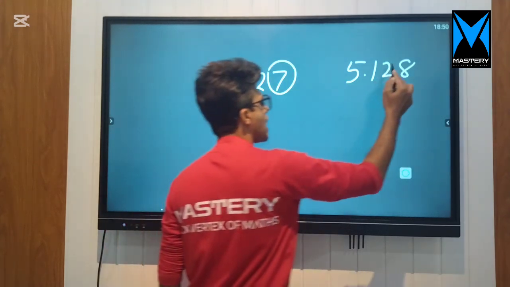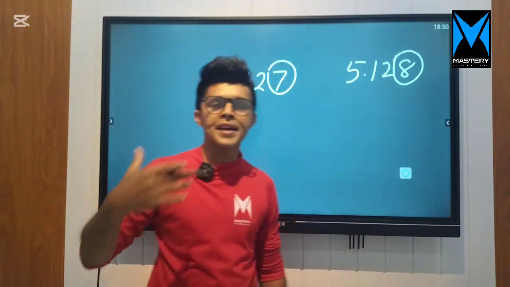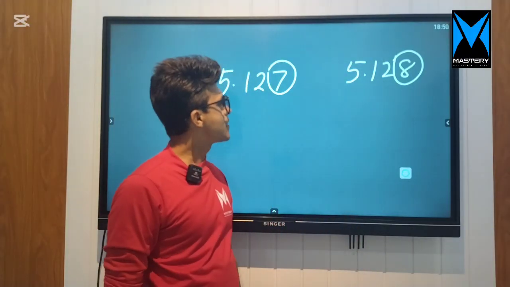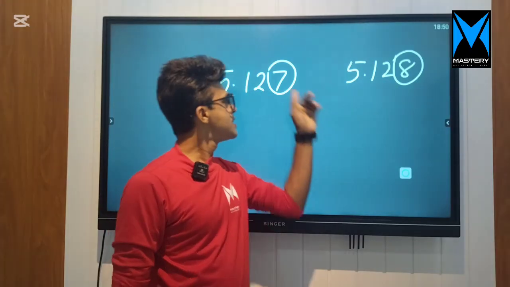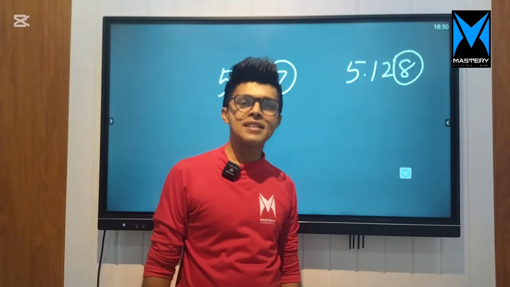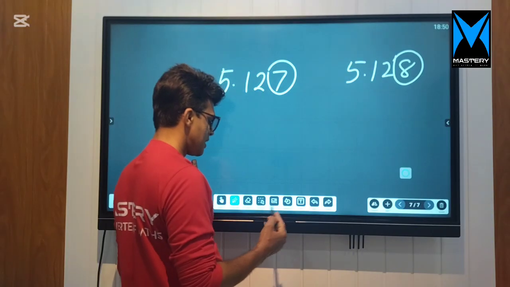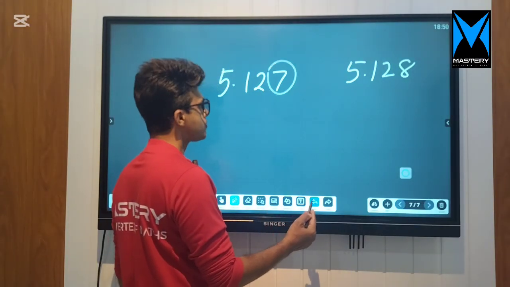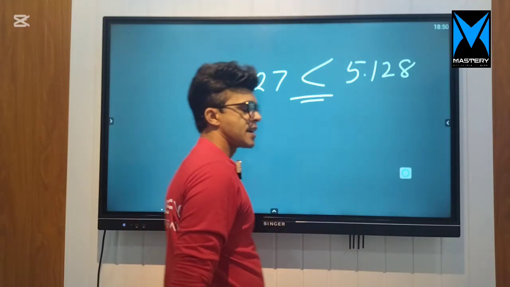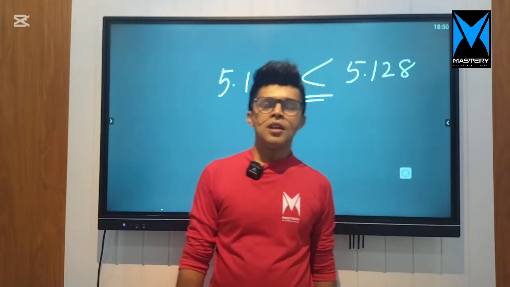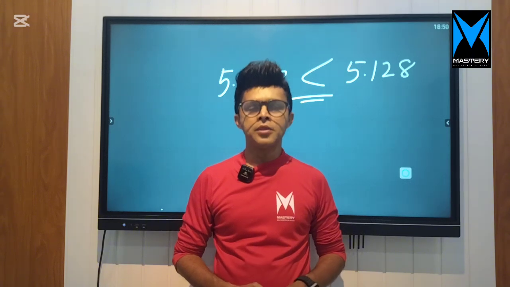These two digits are to be considered when it comes to the greater digit. So the greater digit here, 7, 8. The greater digit is 8. Therefore, the greater decimal number is this one. So in this sense, you are able to compare decimal numbers.